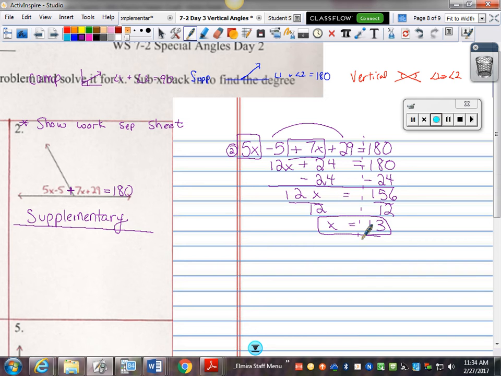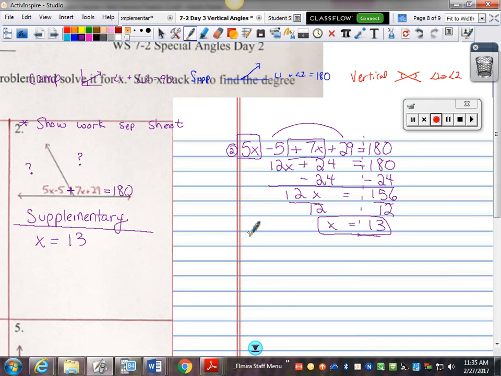And we feel done because we know what x is. And we're going to come back to the homework sheet and we're going to write down x equals 13. But we're not done because what we ultimately want to know is what's this angle and what's this angle. How big are they? I can see one's acute, less than 90, one's obtuse, greater than 90, but I don't know how big they are yet.